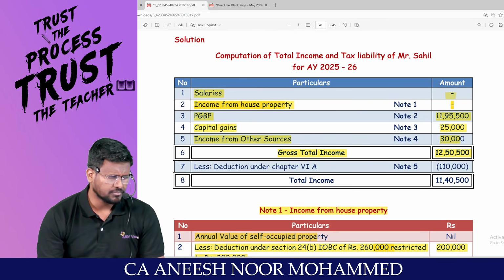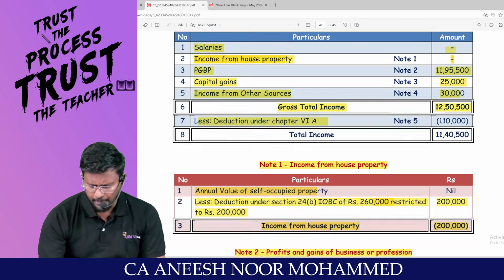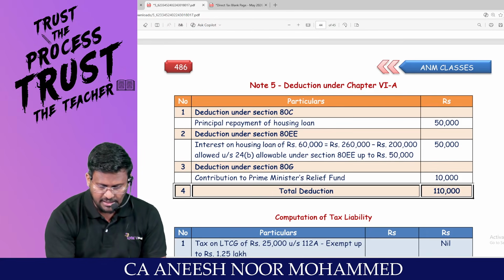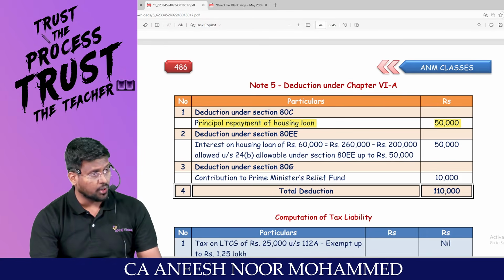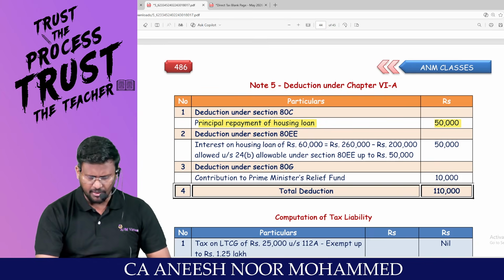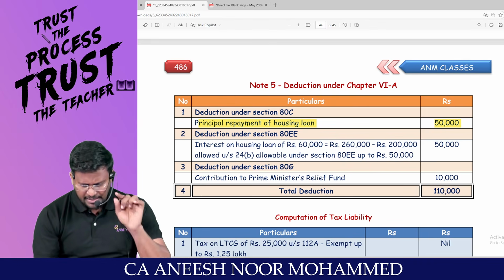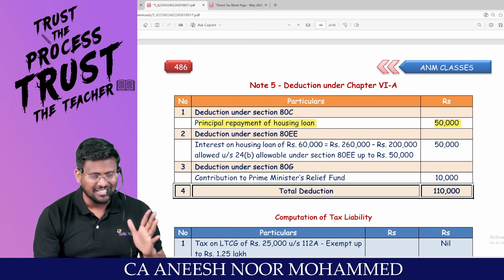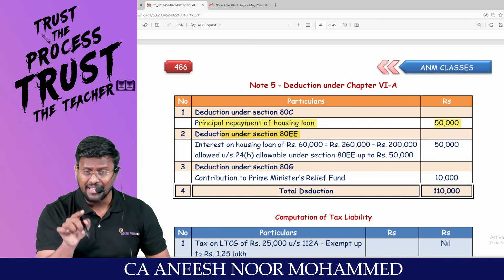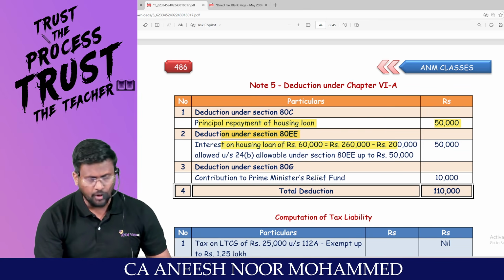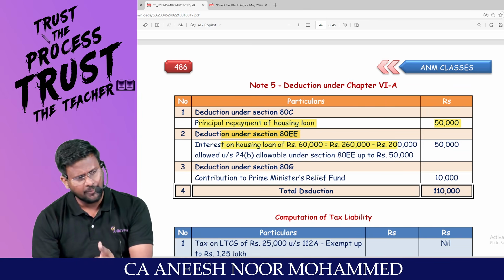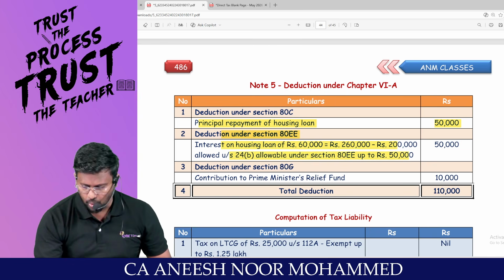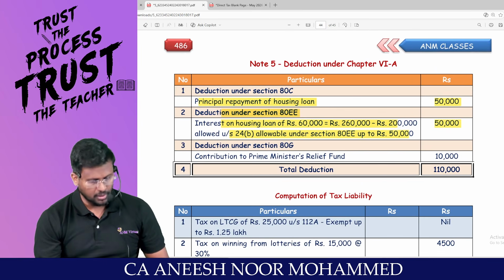What route? Optional tax regime. You are entitled to claim Chapter 6A deduction. What are the deductions allowable? 80C: principal repayment of housing loan, 50,000 you can claim. Am I right? Because under 80C, principal repayment 50,000 is allowed. Correct. This is principal, not interest. Deduction under 80EE for interest: out of 2,60,000, we already claimed 2 lakh under income from house property. Remaining 60,000 is there, but under 80EE, only how much is allowed? 50,000 is allowed. Are you all ready with me?